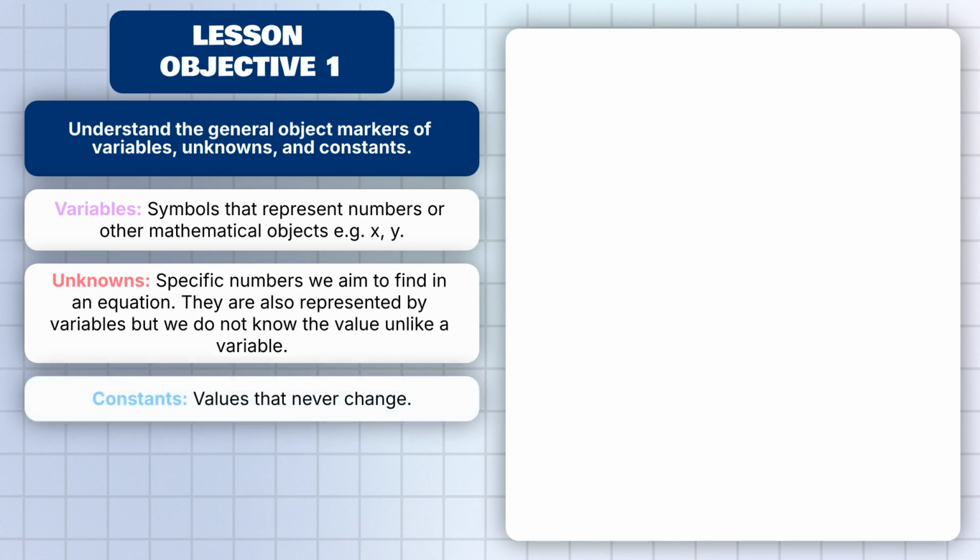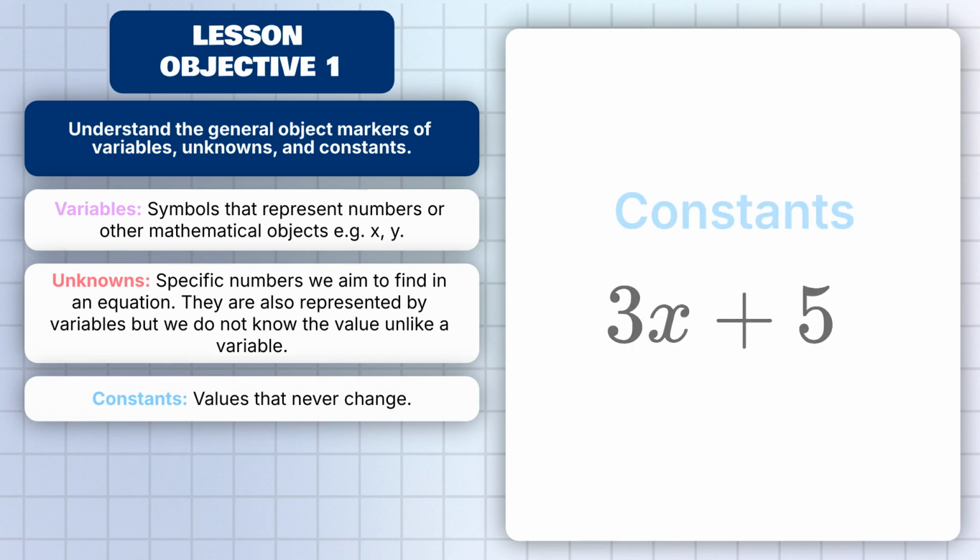Constants are values that never change. They remain fixed regardless of other variables in the equation. For example, in the expression 3x plus 5, the number 5 is a constant.